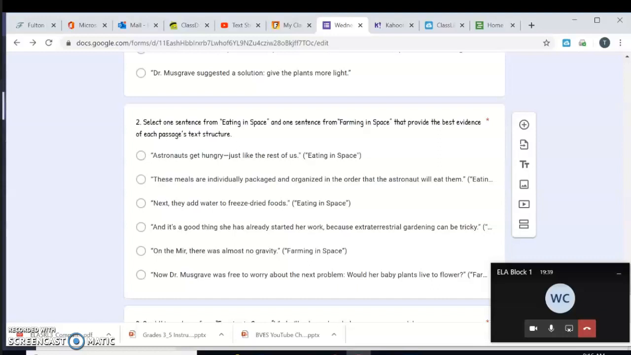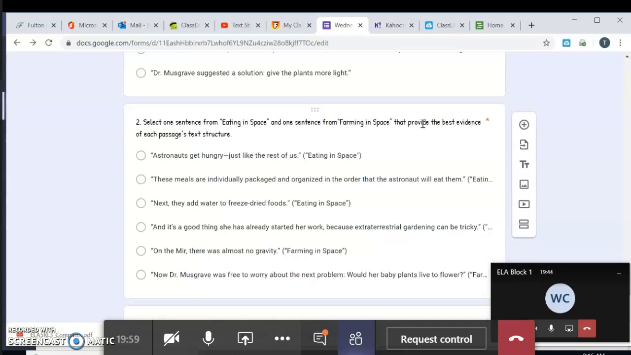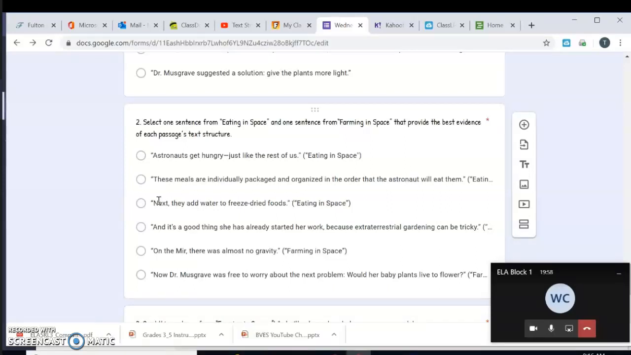Question 2 says, select one sentence from eating in space and one sentence from farming in space that provides the best evidence of each passage's text structure. Next, they add water to freeze-dried foods. If I use the word next, what type of text structure am I speaking of? Is that compare and contrast? Is that chronology? Is that problem and solution? Werner, order and sequence. Yes, that's sequence.